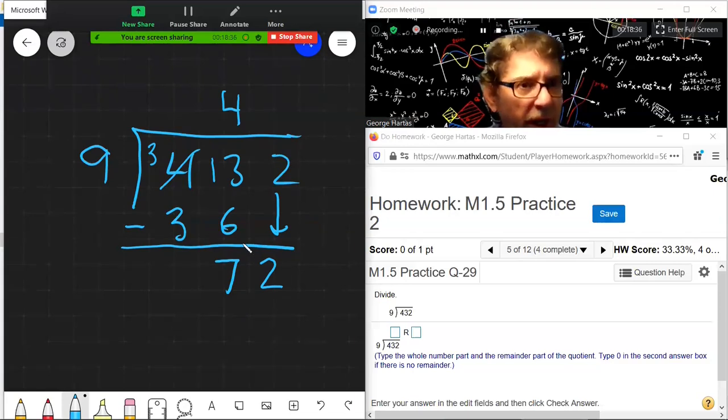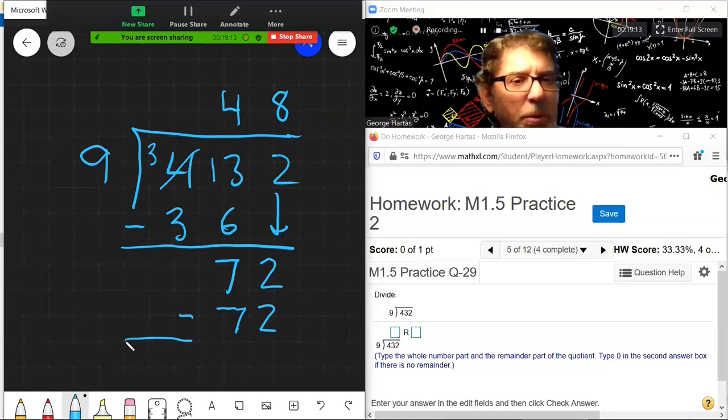So the first time you divide, you divide into the box. After the first time, you divide downwards, down here. Okay? So now we have to divide 9 into 72. Well, 9 divides into 72 8 times, and you put the quotient over the number you just brought down. That way things line up. Okay? 8 times 9 is 72. That's the multiplication step. Third step is to subtract.